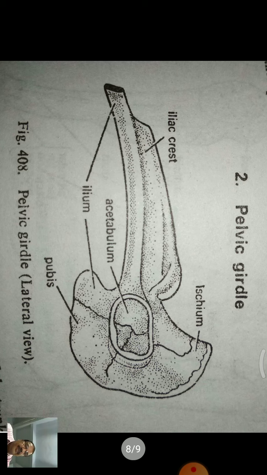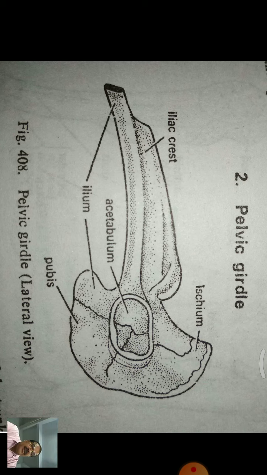The pelvic girdle consists of ilium, ischium and pubis portions. All three portions, ilium, pubis and ischium, are connected with the cup-like cavity called acetabulum. But the ilium is elongated along with the iliac crest. This is something about the pelvic girdle of frog.